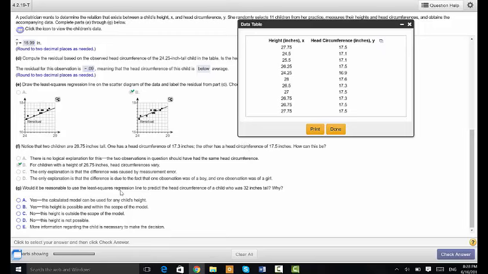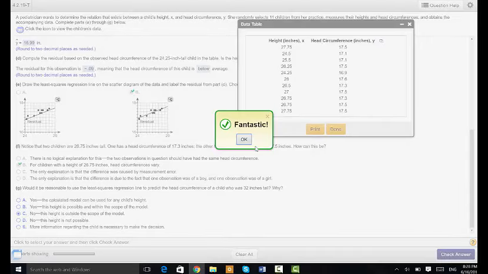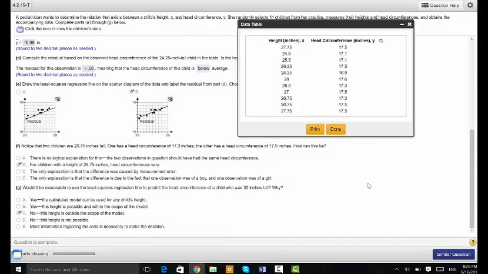Would it be reasonable to use the least squares regression line to predict the head circumference of a child who was 32 inches tall? Look at the heights here. You need to look at the maximum and the minimum. The minimum is 24.25, and the maximum height is 27.75. 32 inches is outside of this boundary, so it would not be appropriate. So we select no, the height is outside the scope of the model. That's your answer. Check answer. Fantastic. We are done with this question.